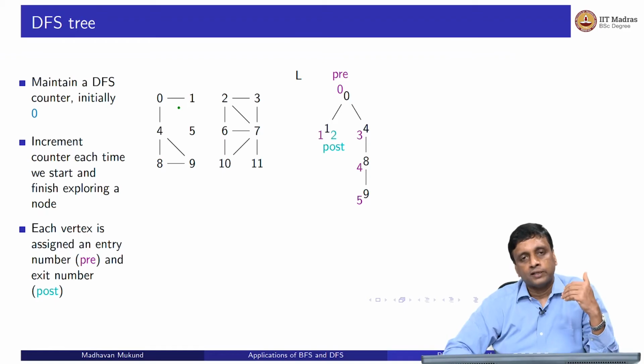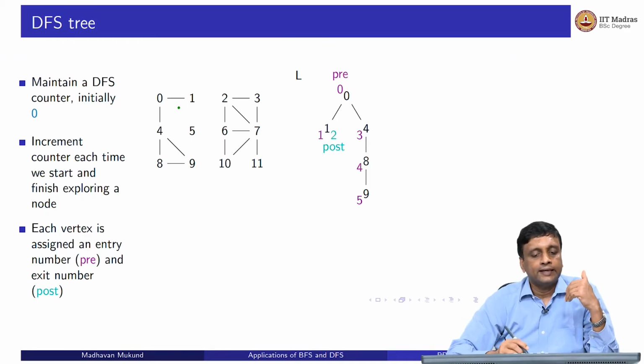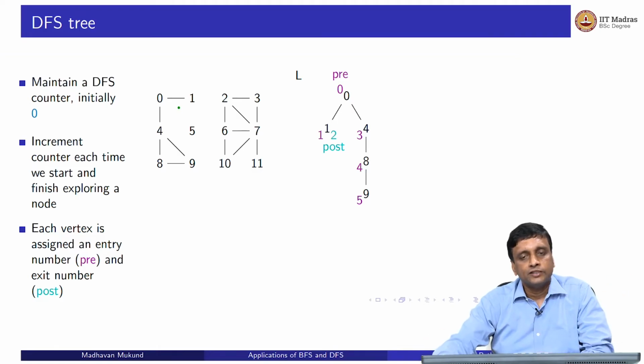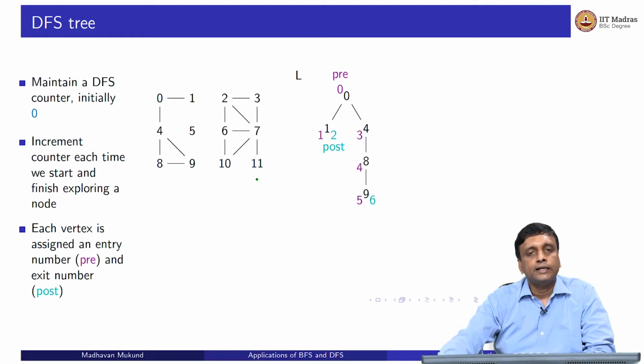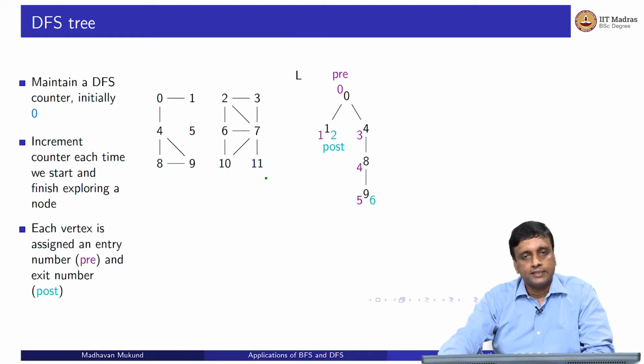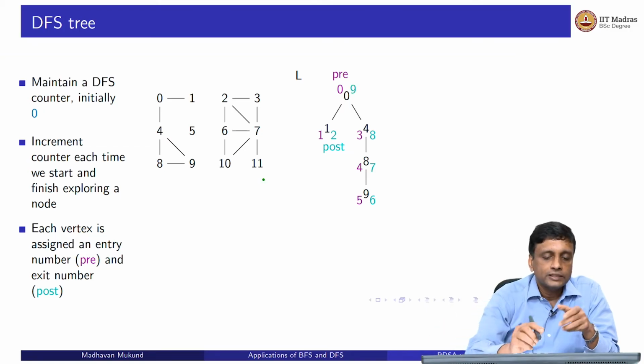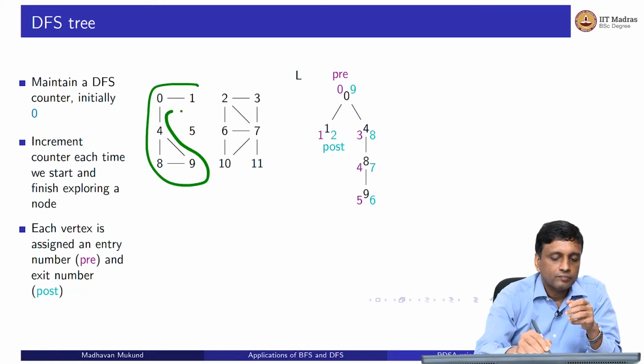When I come backwards, I close. Now 9 is a dead end because from 9 I can only come back to 4, which is already marked, or 8, which is already marked. So I mark 9 as closed and say its post number is step 6. I come back to 8, 8 is done, so its post number is 7. 4 is done, its post number is 8. Now I come back to 0, I have no further things to do with 0, so its post number is 9. So I have finished exploring this component.